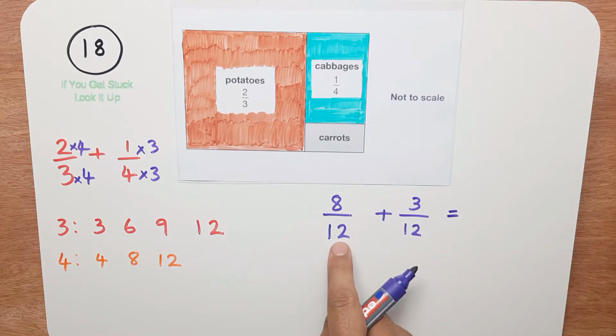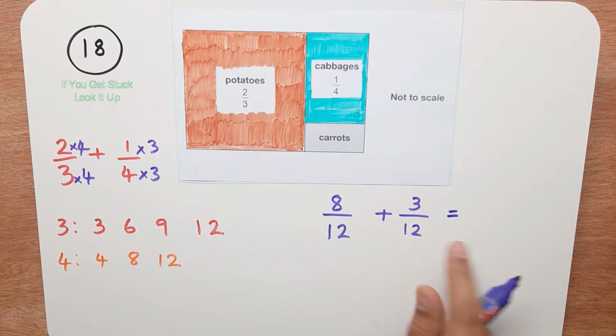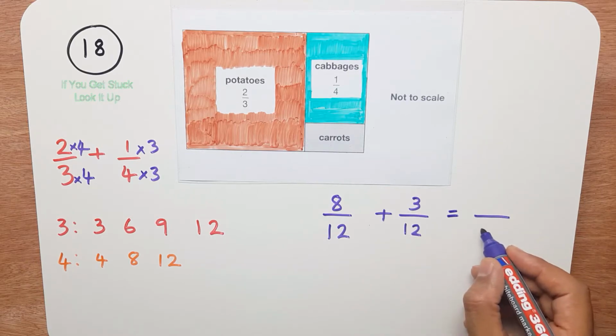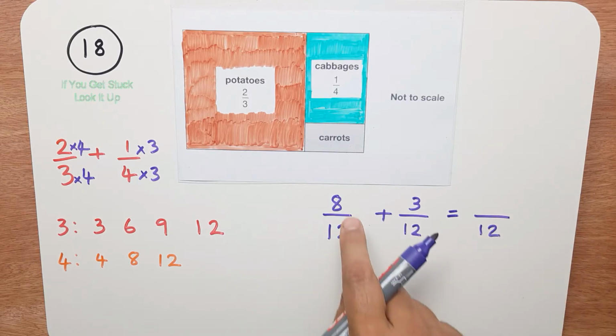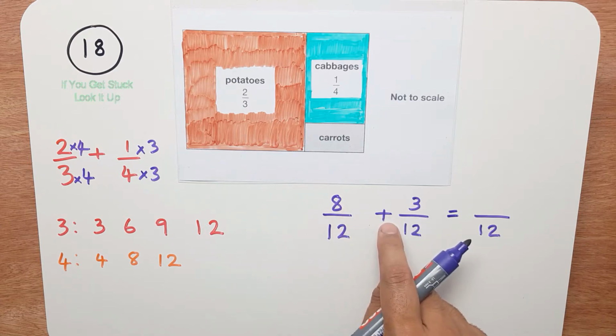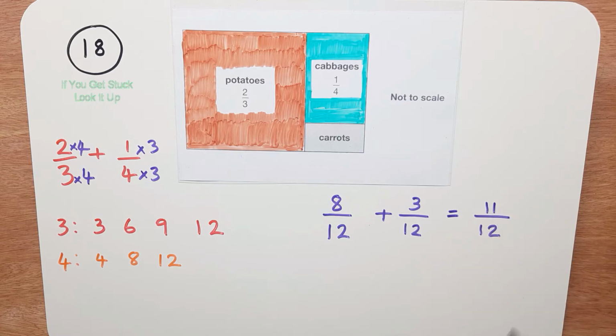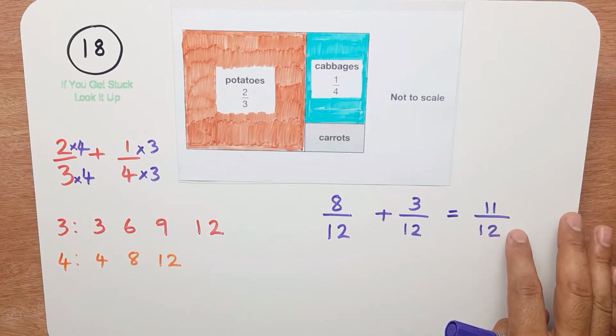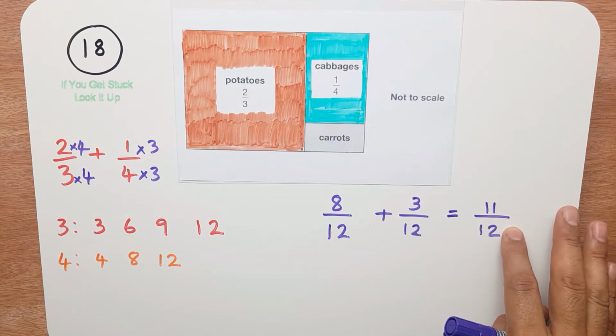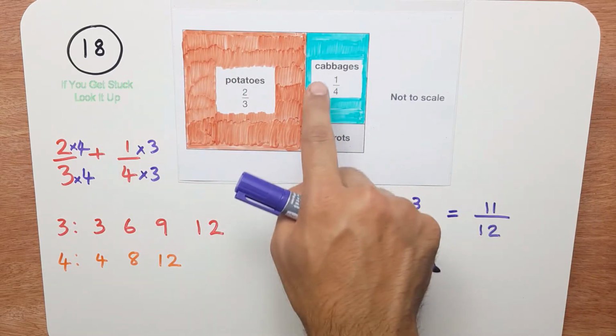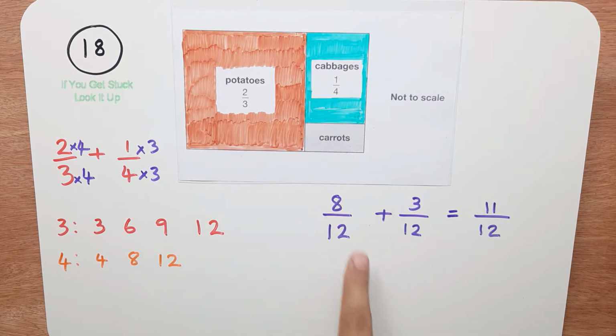Now this is easy because the denominators, the bottom numbers, are the same. So I do fraction line and put the 12 there. And I simply do 8 plus 3, which is 11. So I know that 11 twelfths of this garden have got potatoes and cabbages in.